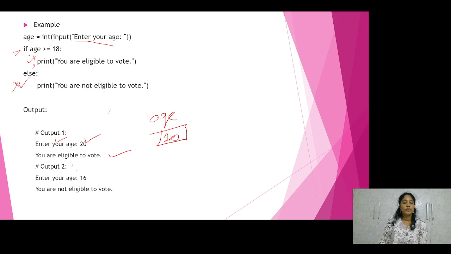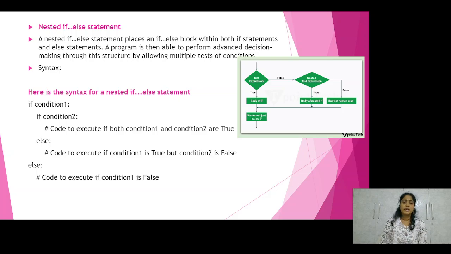Yes, you are eligible to vote will be printed at console. Let's say output 2 we will verify. You have given age as 16. In the age variable now it is 16. Is 16 greater than or equal to 18? No. No means it goes to the else block. You are not eligible to vote will be printed at console. See, any one of the blocks will be executed here. That you remember.